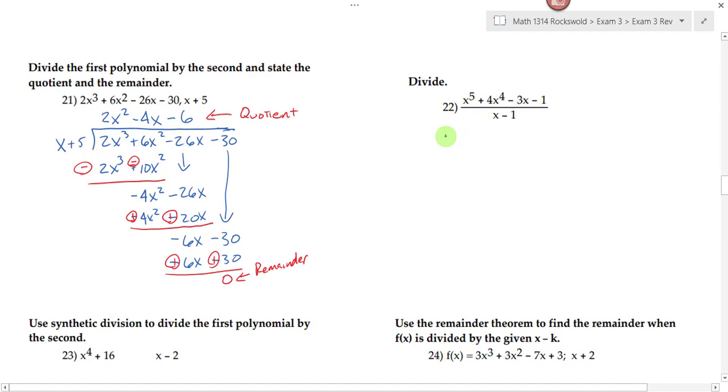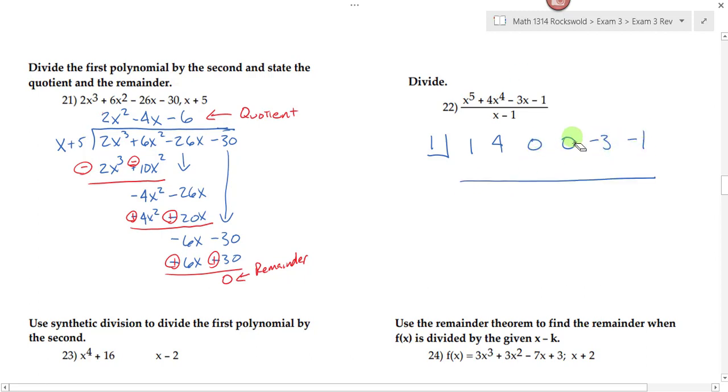When we set up the problem with synthetic division, I need to put my root right here. If x minus 1 is what I'm dividing by, what number goes here? A positive 1. And then I write down my coefficients in front of the variables here. And if I have a missing power, and I do, I have a couple of them, I replace that with 0. So I have 1x to the 5th, 4x to the 4th, no x's to the 3rd, no x's squared, a minus 3x, and a minus 1.